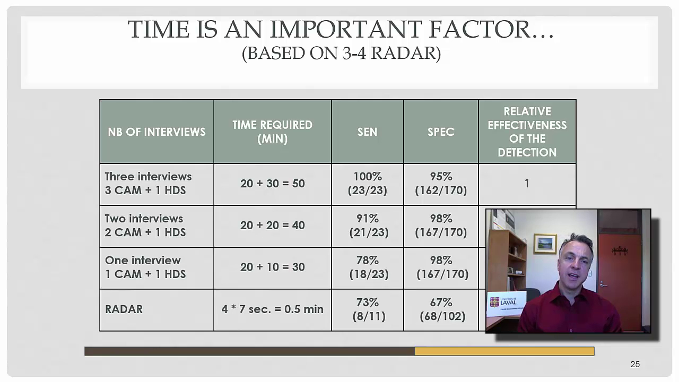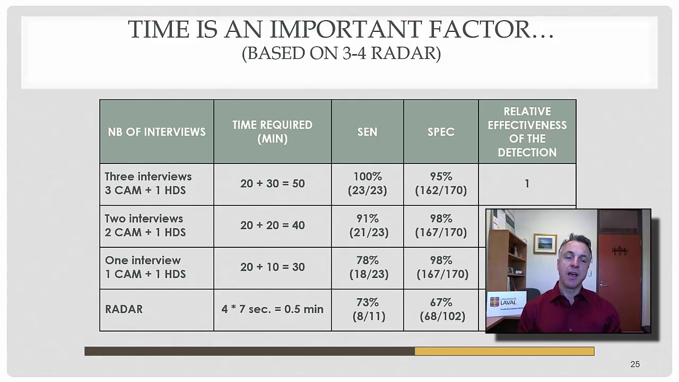If we remove the data from one CAM, so we have to remove also 10 minutes from the time required to do the assessment, well, the sensitivity decreases as well to 91%. If you do 1 interview with the CAM and 1 HDS, so now you spend 30 minutes with the patient, then your sensitivity is now at 78%. So we can see that there's clearly a relation between the time you spend with the patient and your capacity to detect if the patient has delirium or not.